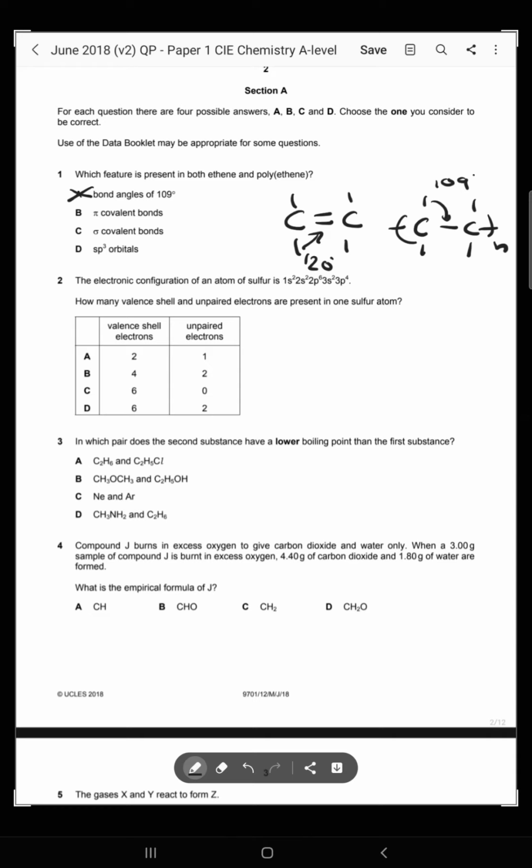Single bonds only contain sigma bonds. Double bonds contain both sigma and pi bonds. So only ethene has pi bonds. Polyethene does not. So B is going to be the wrong answer.